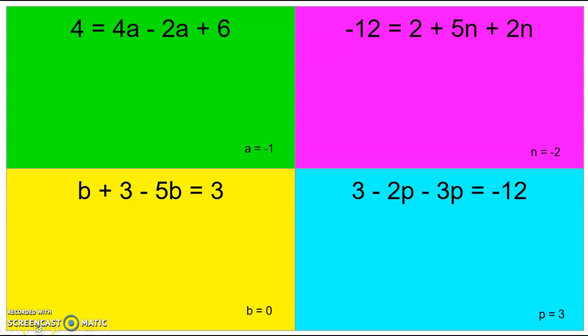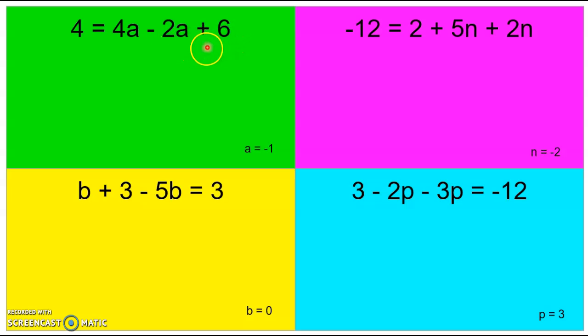So I want to start with the green. All right, this equation here in the green: 4 is equal to 4a minus 2a plus 6. So 4 is equal to 4a minus 2a plus 6.